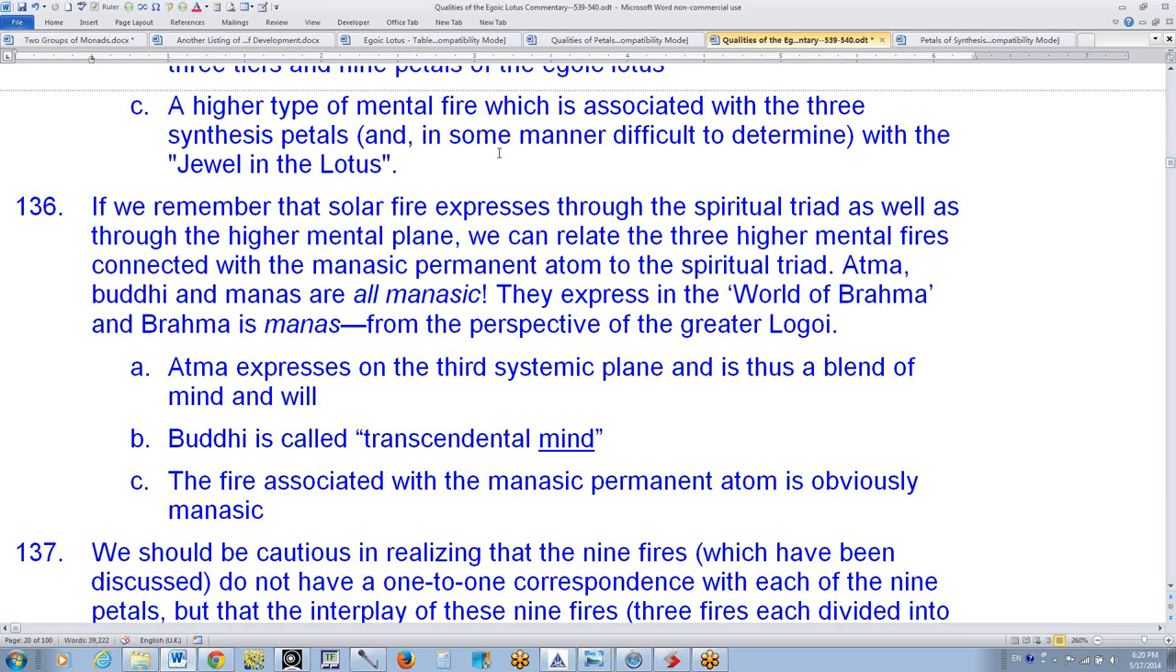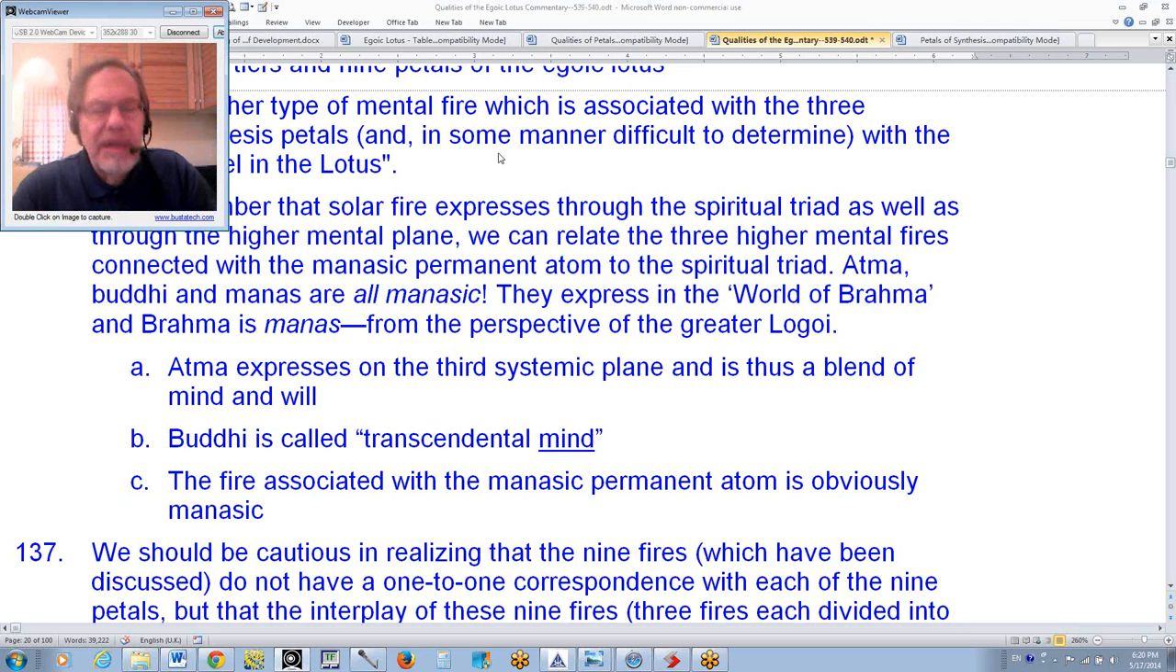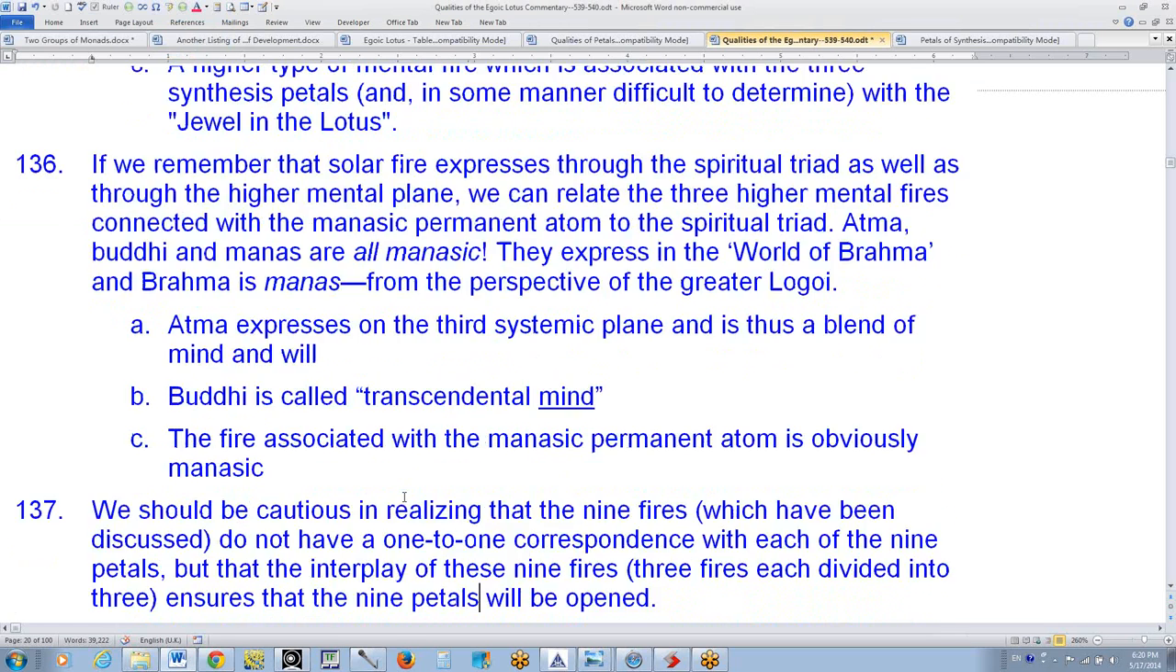So they express the world of Brahma, and Brahma is Manas from the perspective of the greater Logos. So Atma expresses on the third systemic plane and is thus a blend of mind and will. Buddhi is called the transcendental mind, and the fire associated with the monadic permanent atom is obviously monadic. So the triad, just as the personality is in a sense related to the third ray and to Manas, so is the spiritual triad as the personality of the monad related to the third ray and to Manas.